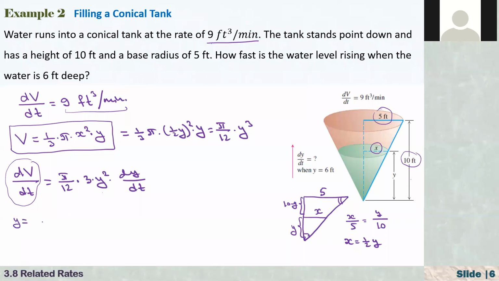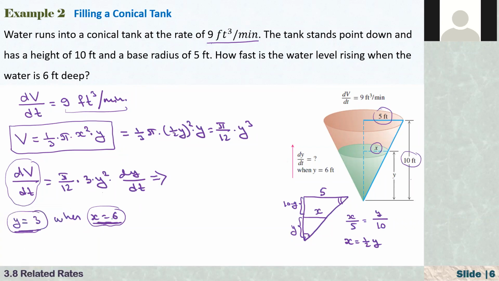y is equal to 3 when x is equal to 6, right? This is the depth of the water. I mean, not actually the depth of the water, that is the radius of the top of the water, and this one is the depth of the water. When the radius is 6, the depth of the water is 3.